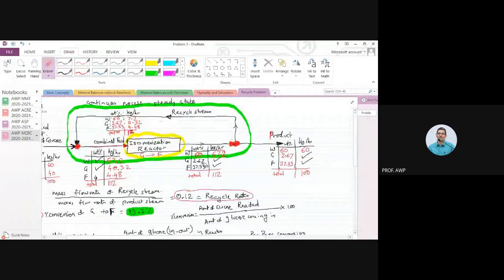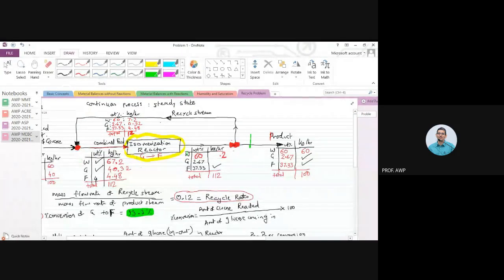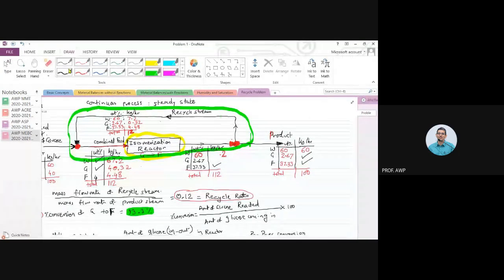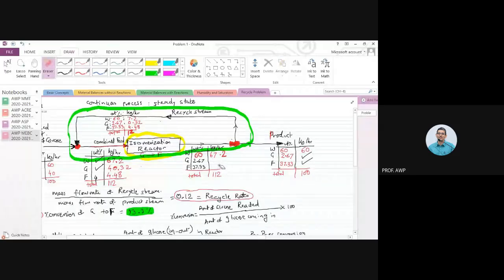Glucose going out is 2.67. Oops, sorry. This is the green control volume. Okay, 67.2. Glucose is 2.67 weight percent of 112 kg per hour.